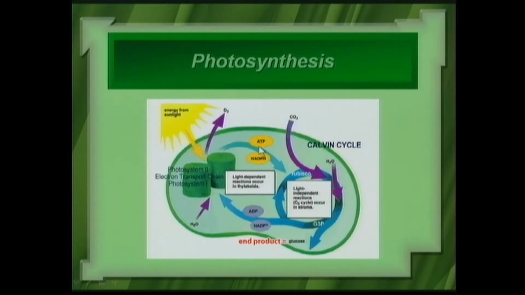So you have ATP and NADPH. ATP is generated through electron transport, and NADPH also through electron transport in photosystem 1. Photosystem 2 is the water splitting photosystem. Photosystem 1 is the NADPH generating photosystem. Then you have the ATP and NADPH, and the energy that they're carrying, being used to fix carbon dioxide gas.